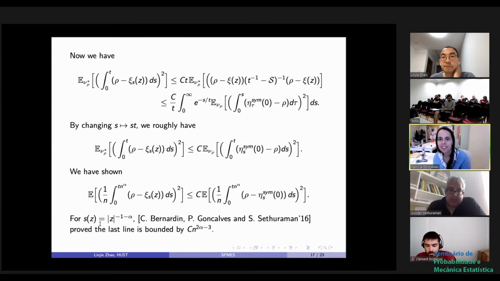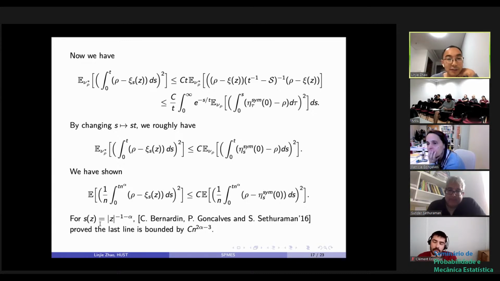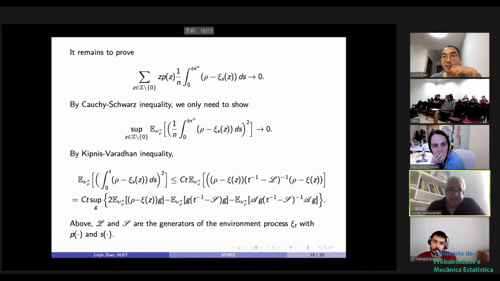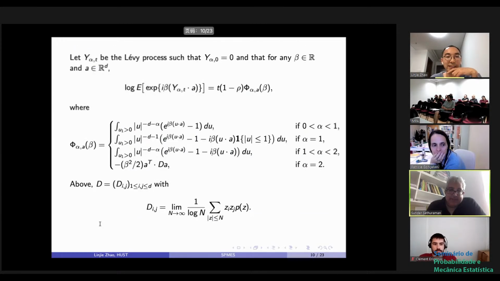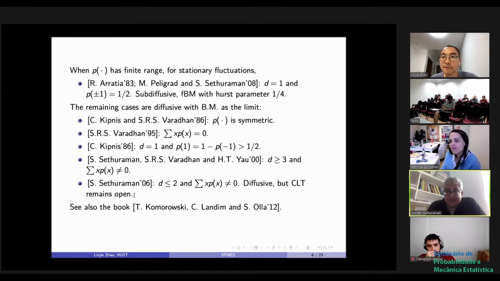Good, right? So do you have any ideas, Linjie, for the short range, non-nearest neighbor, asymmetric target particle problem? This is showing the central limit theorem. You mentioned in the beginning that it's open, right? So far I have no idea. Yeah, so that's a very simply stated question that people might be interested to look at.